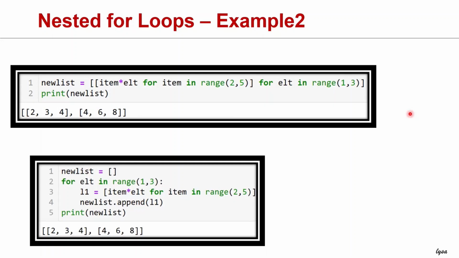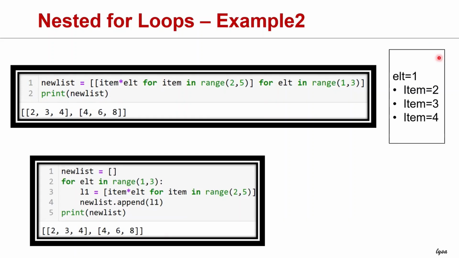This is similar to your outer loop having element in the range 1, 3, but you have a list comprehension where item is taken in the range of 2 to 5, that is 2, 3, 4, and element is multiplied to it.